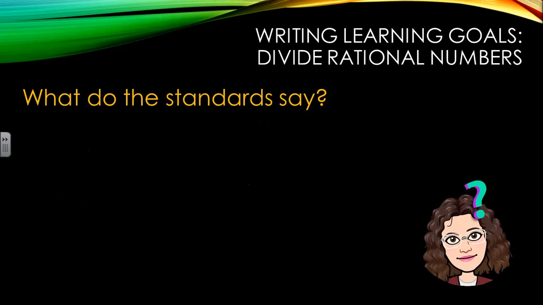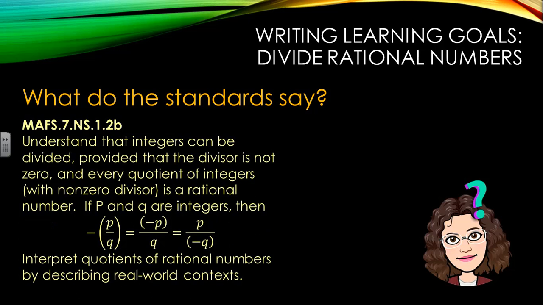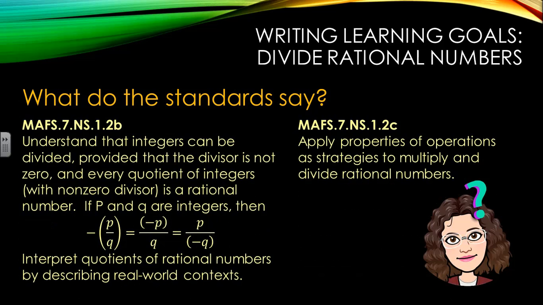Now let's focus on writing a learning goal from scratch. We're going to write a learning goal for a 7th grade lesson on dividing rational numbers. So the first thing we need to do is check out what the 7th grade standards say. There's actually 2 standards that address division of rational numbers. The first standard is 7.NS.1.2b, and the second standard is 7.NS.1.2c. Let's take a look at each of these.